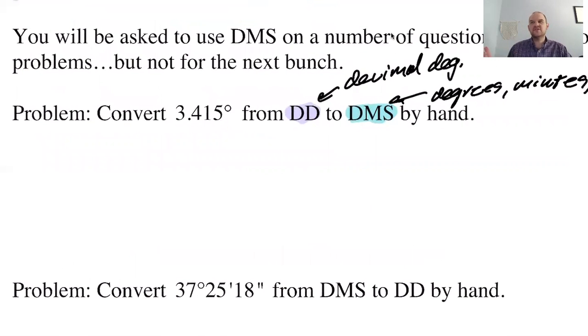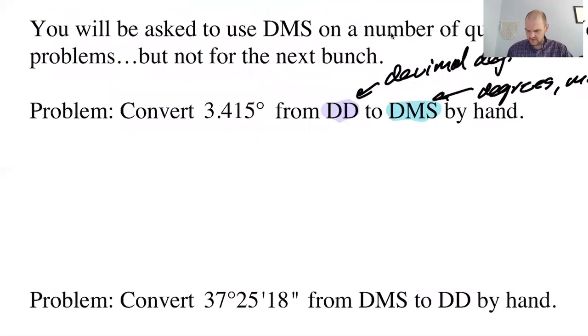So is there a division smaller than seconds? Probably. I'm not off the top of my head familiar with it. So let's try to convert this. First thing you do is you're going to peel off any full degrees because they're already done. So I'm going to say this is 3 degrees plus 0.415 degrees. Okay, so your objective here is to get rid of the decimal degrees.